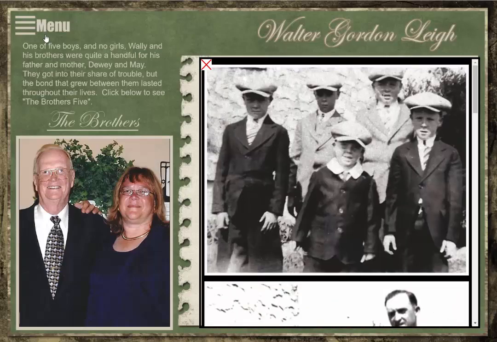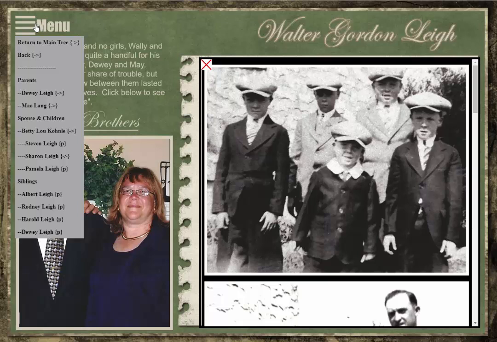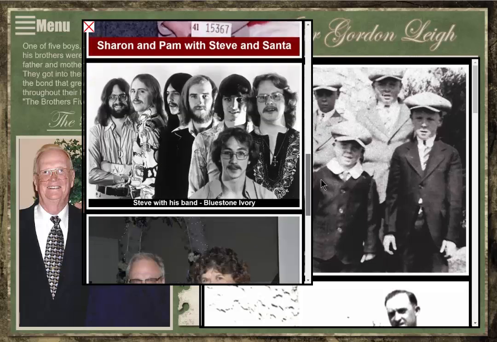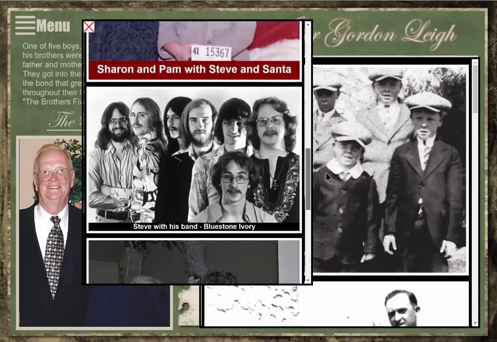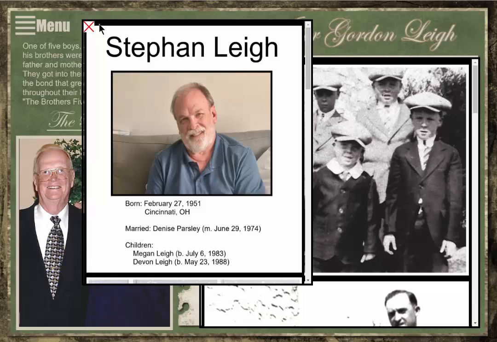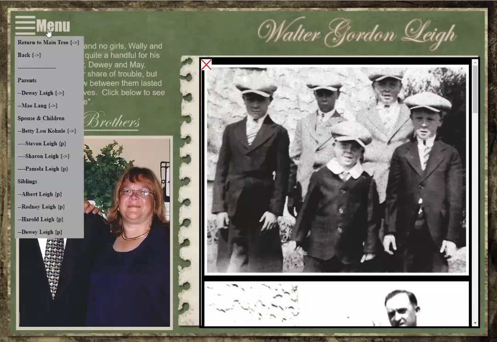Okay. Now, under the menu, if we pull it down, you'll see that I can always return back to the main tree, and I can go back one as I choose to. I can also branch to other people, and I can see other photos. For instance, Wally's and Betty's son, Steve, if I pull it up, there's a photo strip of Steve when he, for instance, played in a band, and his wife and him, his niece, and his son, Devin. And we'll just close that off, and we'll go down here.